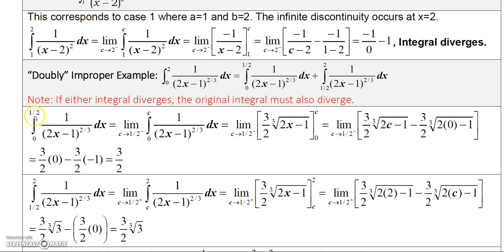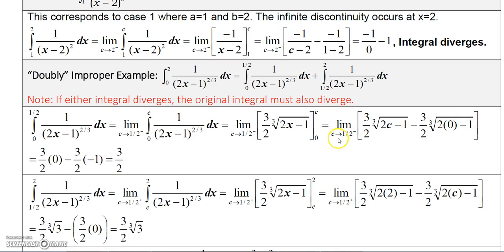How do I integrate from 0 to a half here? Well, since it's undefined at a half, I actually go from 0 to c and then take the limit as c approaches 1/2 from the left. So then again you can integrate this using the power rule, and I got 3/2 times the cube root of 2x minus 1. Now, we're not ready for the limit yet. So we evaluate this at c, and we get 3/2 times the cube root of 2c minus 1. And then if we evaluate it at 0, we get 3/2 times the cube root of 0 minus 1.